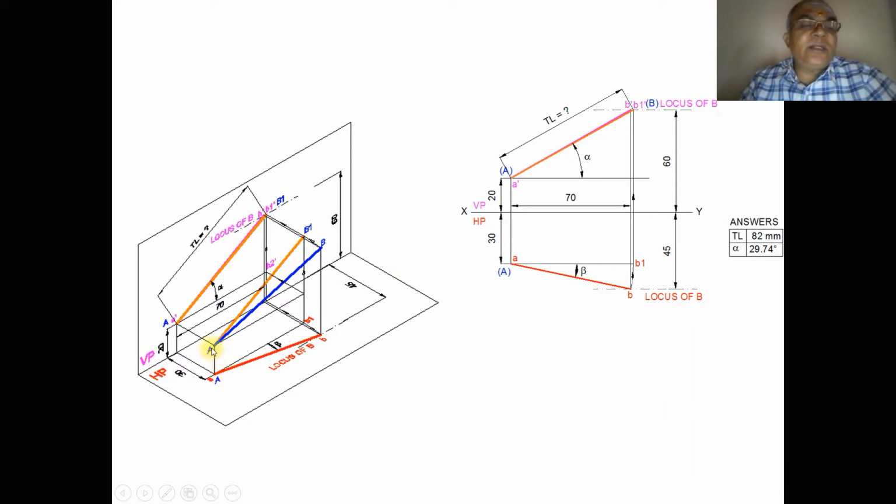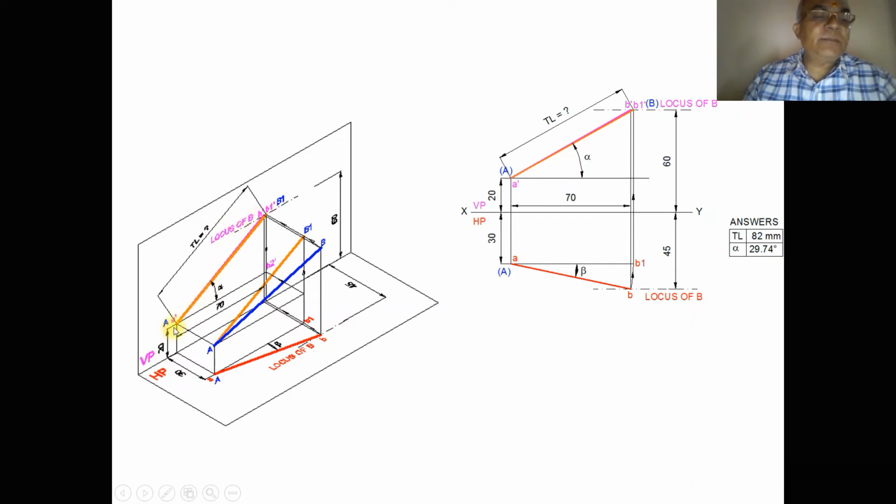So to do that, initially we have capital AB, which is inclined to both HP and VP. When you look from the top view, you are going to get small ab. With A as center, taking the radius of small ab, you rotate it such that ab1 will be in front of VP by 30 mm. So the line becomes parallel to VP. Since it is parallel to VP, you are getting the true length in VP.